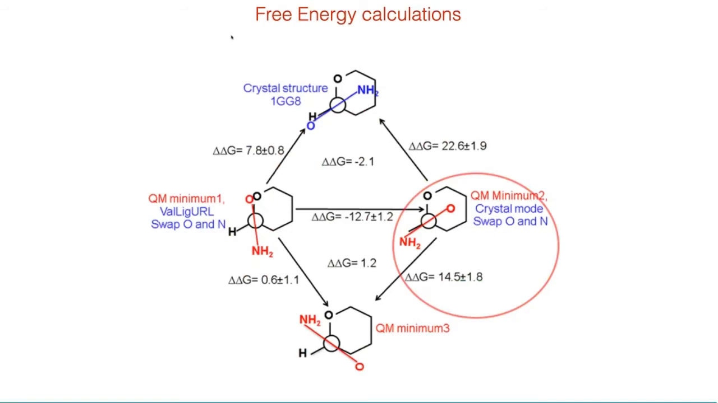What happens is that the conformation assigned in the crystal structure 1GG8, shown at the top of the figure here, was the highest energy structure, at roughly 22.6 kilojoules per mole in binding free energy difference. And if we take the crystal structure and swap the oxygen and nitrogen, that is the lowest free energy binding state. So just swapping oxygen and nitrogen in that molecule could make a difference in the free energy of up to 20 kilojoules.